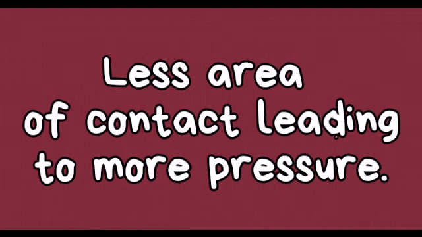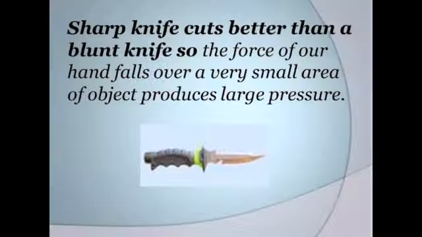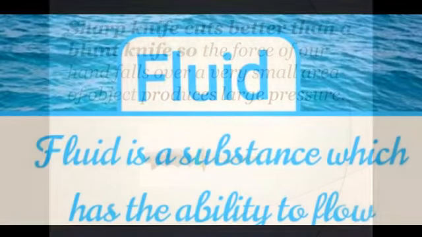Less area of contact leading to high pressure. And its example is, it is easier to cut with a sharp knife as compared to a blunt knife. Area of contact of sharp knife is small, thus creating high pressure for a particular amount of force applied.